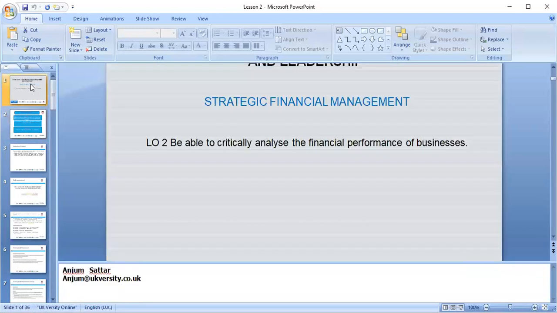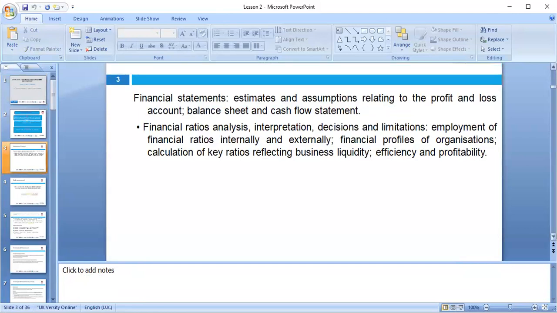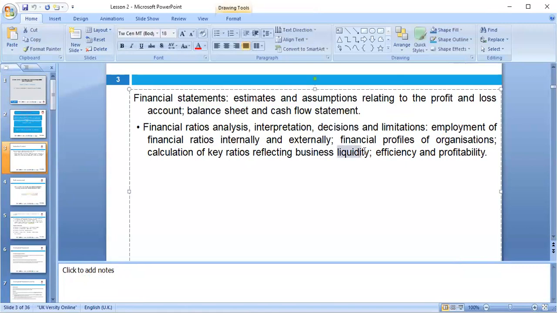Today's lesson, LO2, is about critically looking at and measuring the performance of businesses. We will focus on financial statements related to profit and loss, balance sheet and cash flow. Ratio analysis and interpretation of ratios will be key, and we'll go through key ratios: liquidity, which means converting assets into cash or near cash, efficiency ratios, how efficiently we use our resources to maximize our profit, and profitability itself, which is the performance we look at.